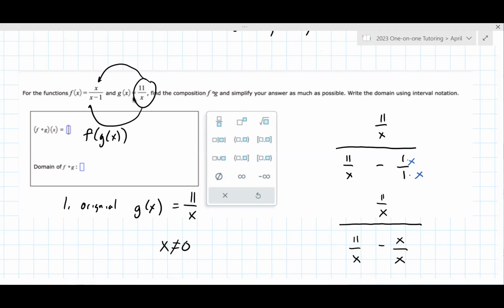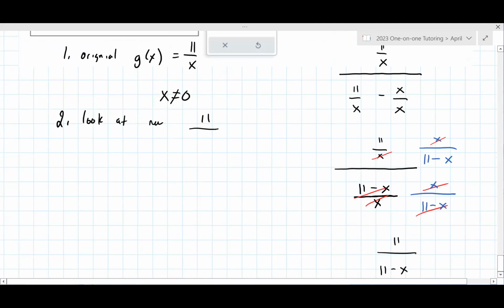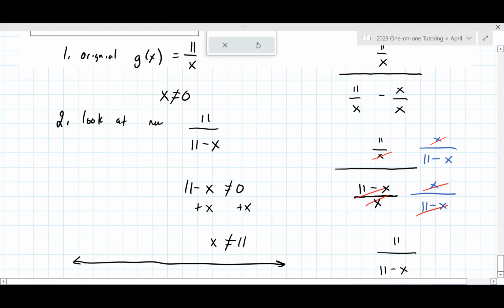The second thing you do is you look at the new function, which in this case is 11 over 11 minus x. Does this have any restrictions? Is there any place where this is division by 0? So that means like if we put 0 in for x. No. Where does the bottom equal 0? Where does 11 minus x equal 0? Isn't that just 11? Yes. So here are our two restrictions: x cannot be 0 and x cannot be 11, but everything else is okay.